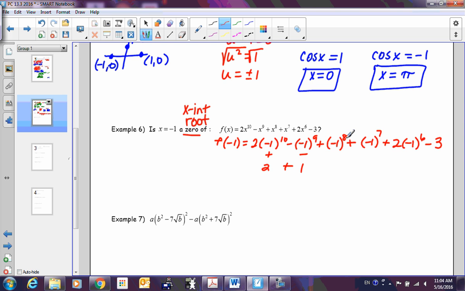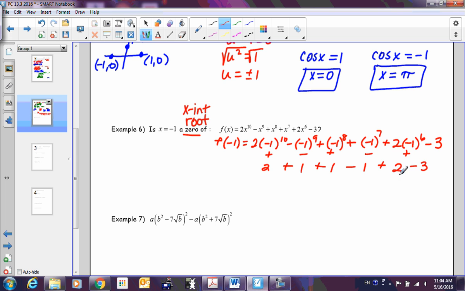Okay, so here you have to take negative 1 to the power. It's an odd or even power, so that's a plus, and a plus and a plus make a plus. Here we have an odd, so that's going to be minus 1. Negative 1 to the 6, that's going to be an even, so that's a plus. 2 times a plus would be a plus.